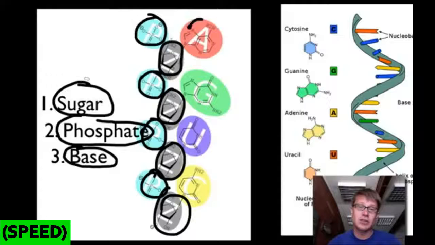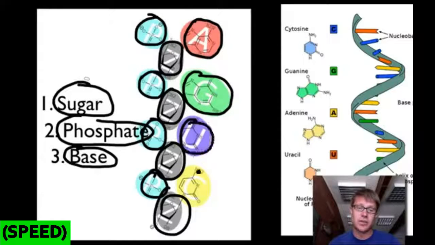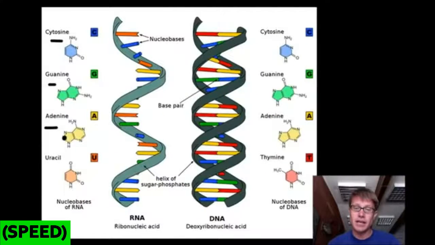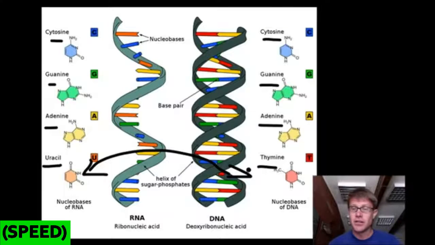What goes off the inside attached to the sugar is going to be the base, or the nitrogenous base. And so in RNA, it's adenine, guanine, uracil, and cytosine. So we've got cytosine, guanine, adenine, and uracil. If you look at DNA, the bases that we have are cytosine, guanine, adenine, and thymine. And so this is another difference between the two. In RNA, it's going to be a uracil. In DNA, it's going to be thymine.